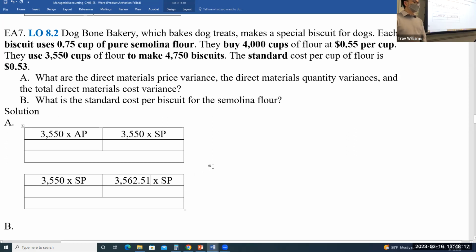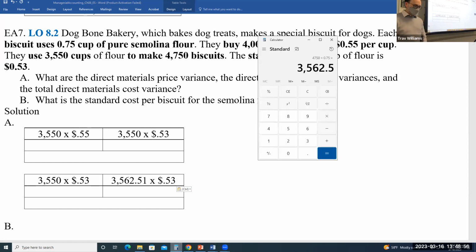All right, what is the actual price per cup of flour? 55 cents. Exactly. That's what it says. So we'll put that in, whoops, under actual price. And what is the standard price? 53. Exactly. Okay. And again, that goes in 3 different places. 2, 3. Okay. So if you get the right numbers in the right places, then it's just a matter of doing the calculations.